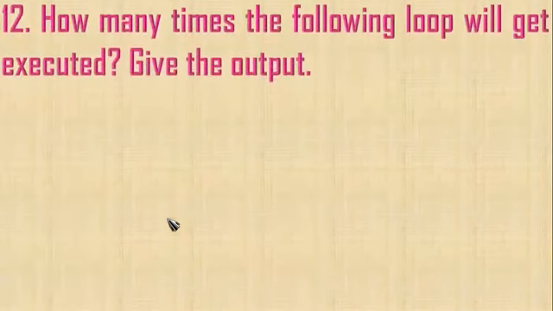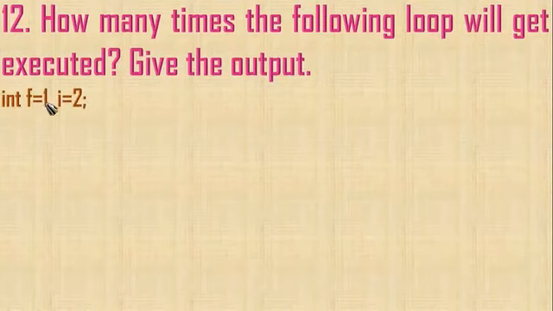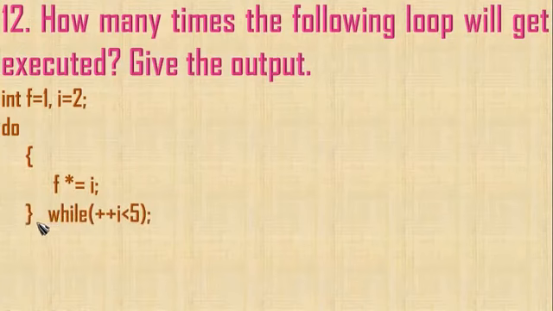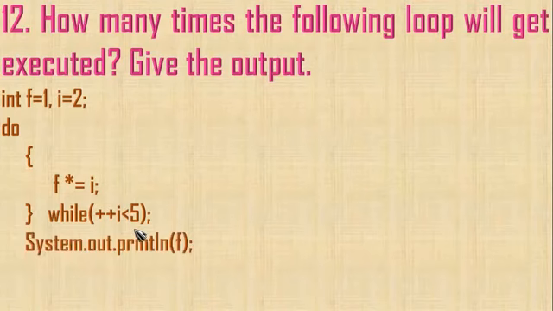Next question: how many times will the following loop get executed? Give the output. F is equal to 1, i is equal to 2. Do: f *= i, only one statement in the body, and then while ++i is less than 5. Then outside the body it prints f. So now we know f *= i can be written as f is equal to f into i.